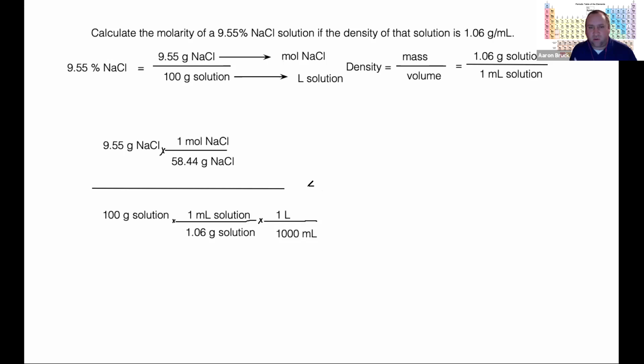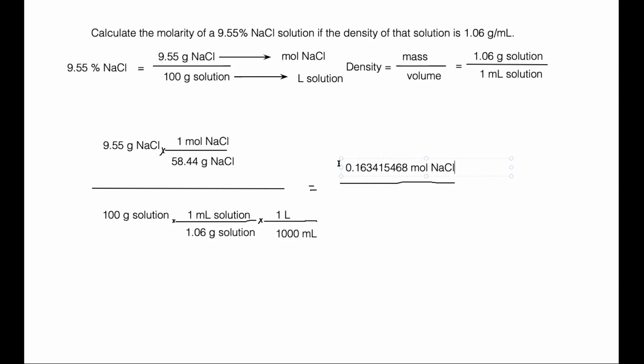And so if I do these two calculations, 9.55 divided by 58.44, I'm going to get 0.163415468 moles of NaCl. Now, the reason I haven't rounded this yet is because I want to avoid rounding errors. So I'm going to round this to 3 significant figures at the very end.